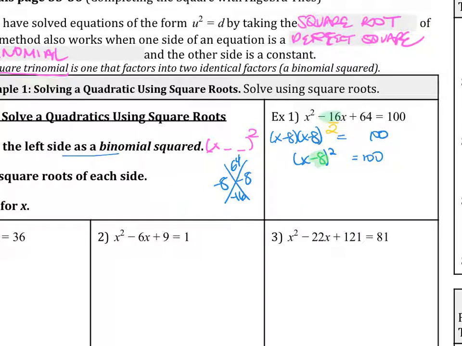So now we can square root both sides to solve. The left side becomes x minus 8, and then square root of 100, remember that's plus or minus 10, it's perfect. Then we're going to add 8 to both sides, and when we're adding 8, we want to put it in front of the plus or minus. So this means that x equals 8 plus 10, x equals 8 minus 10, so x equals 18, and x equals negative 2.